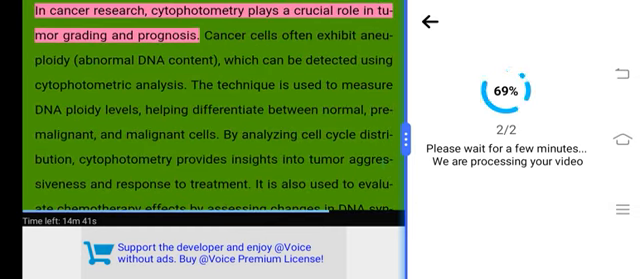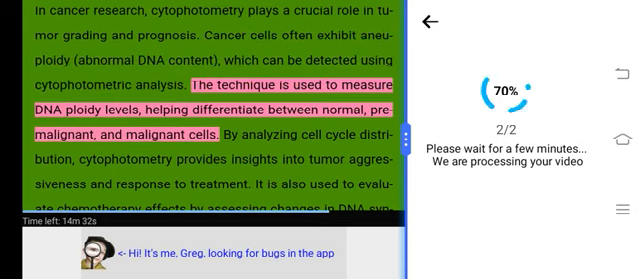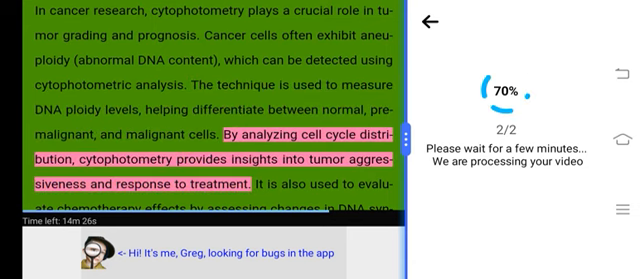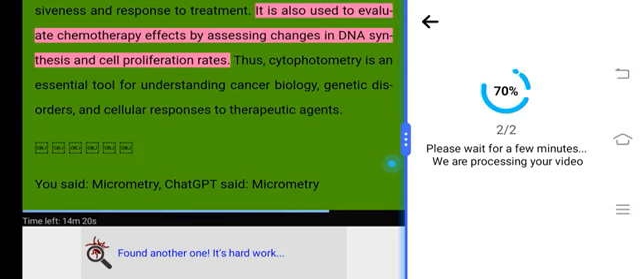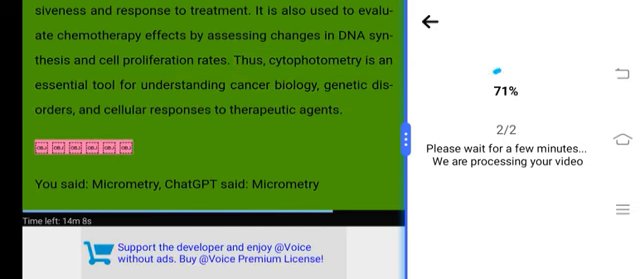In cancer research, cytophotometry plays a crucial role in tumor grading and prognosis. Cancer cells often exhibit aneuploidy, abnormal DNA content, which can be detected using cytophotometric analysis. The technique is used to measure DNA ploidy levels, helping differentiate between normal, pre-malignant, and malignant cells. By analyzing cell cycle distribution, cytophotometry provides insights into tumor aggressiveness and response to treatment. It is also used to evaluate chemotherapy effects by assessing changes in DNA synthesis and cell proliferation rates. Thus, cytophotometry is an essential tool for understanding cancer biology, genetic disorders, and cellular responses to therapeutic agents.